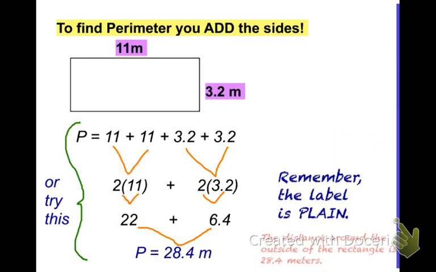Another way to find perimeter of the same rectangle would be to multiply 11 by 2, since there are 2 lengths. So 2 times 11 plus 2 times the widths, 3 2/10. Add those two together to get 28 4/10 meters. Remember, the label is plain. And again, when finding perimeter, you're finding the distance around the outside of the rectangle, like building a fence.